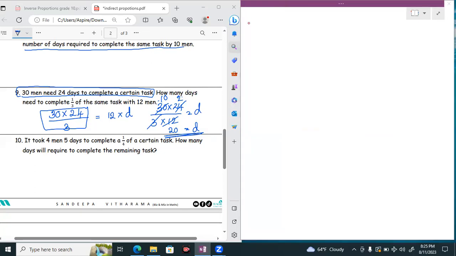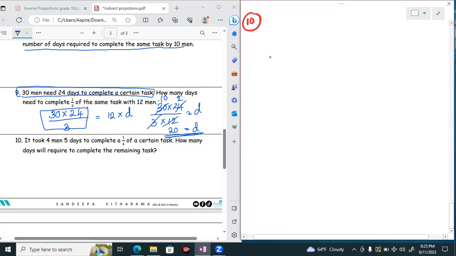Okay, the 10th question. It took 4 men 5 days to complete 1/4 of a certain task. How many days will be required to complete the remaining task? Then it takes 4 men 5 days to complete 1/4 of the work.